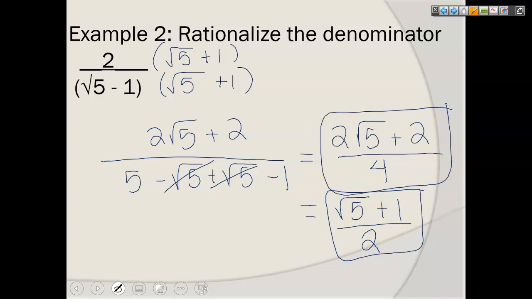You could write it as either of those final answers. The bottom one comes from the fact that 2 is a GCF. The denominator is 4. So 2 and 4 simplify to halves. You cannot just simplify the 2 and the 4 on the square root of 5. You must simplify it with the 2 at the end as well.